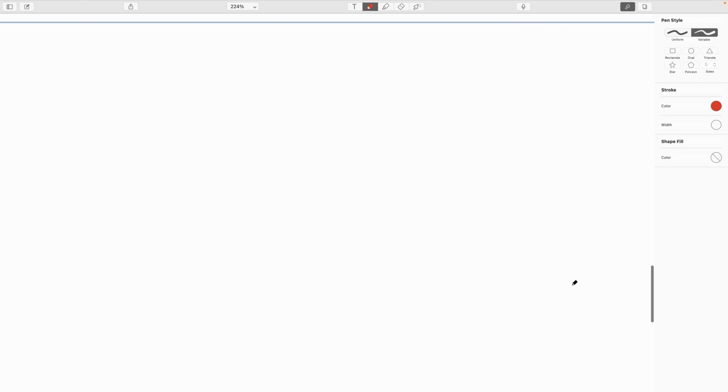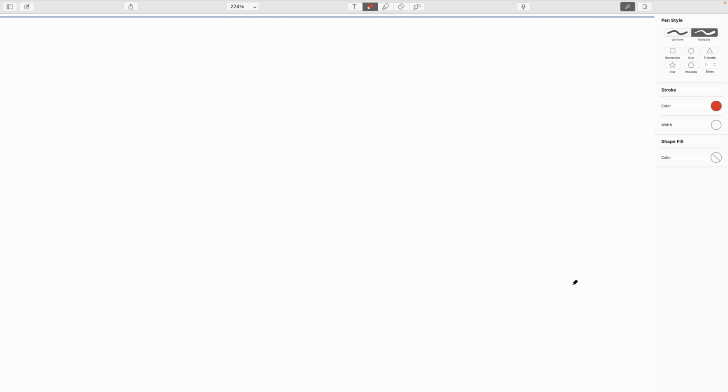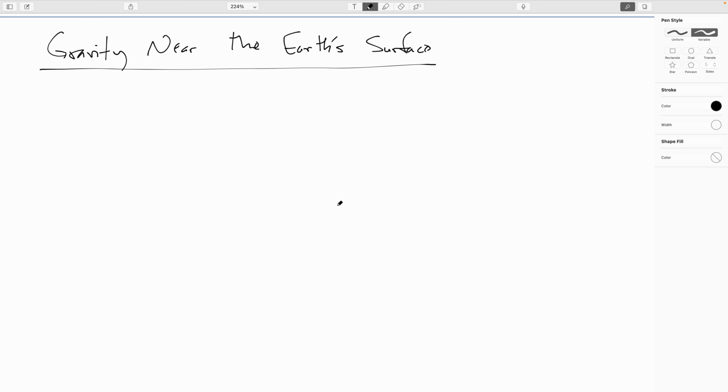All right. So now with that, let's get into why it's called Newton's law of universal gravitation. And this is where we'll consider gravity near the Earth's surface, or any planet, but we'll just use the Earth. So here's the Earth. So that's the radius of the Earth right there. Let's say I'm standing here on the surface of the Earth.